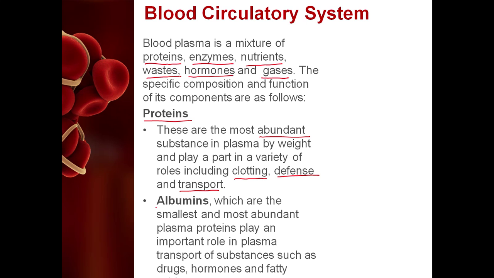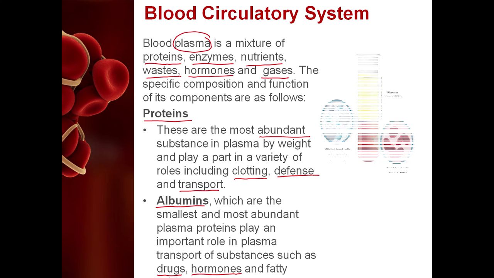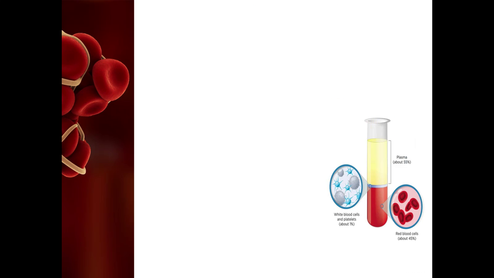One of the proteins is albumins. Right now we are talking about the types of proteins present in the plasma. Plasma is a fluid matrix present in the connective tissue, because we know that blood is a connective tissue. Albumins, which are the smallest and most abundant plasma proteins, play an important role in plasma transport of substances such as drugs, hormones, and fatty acids.